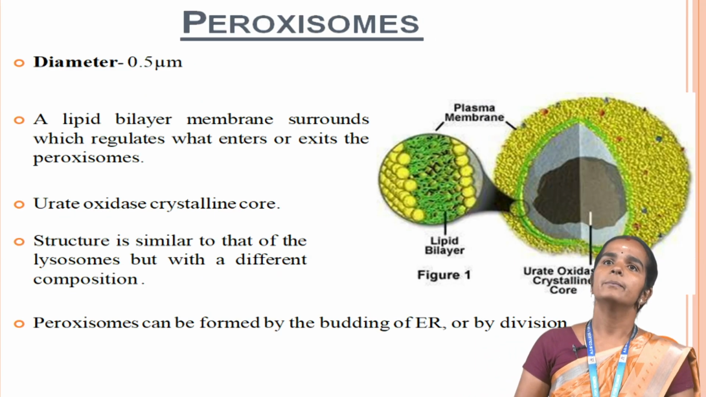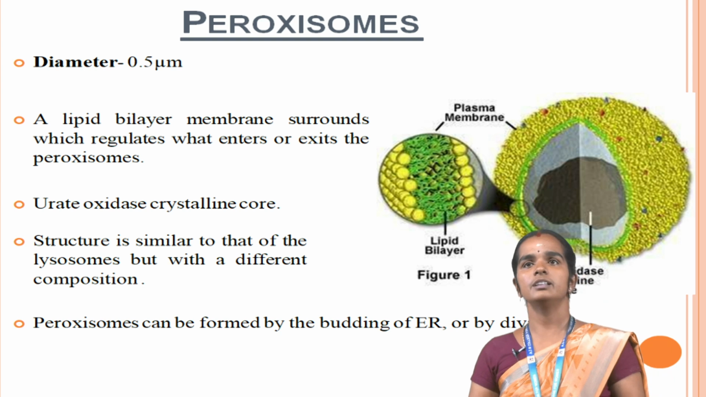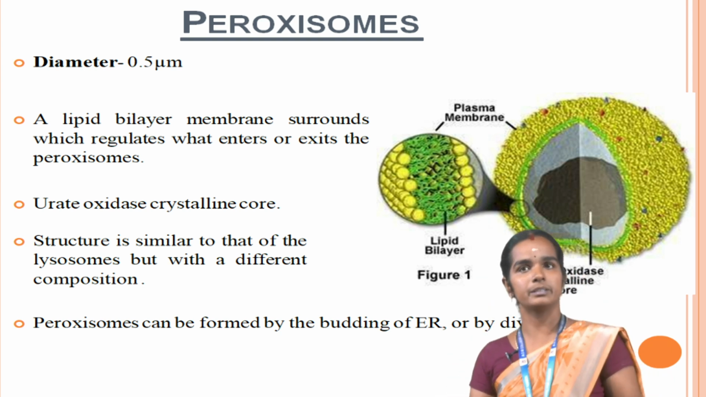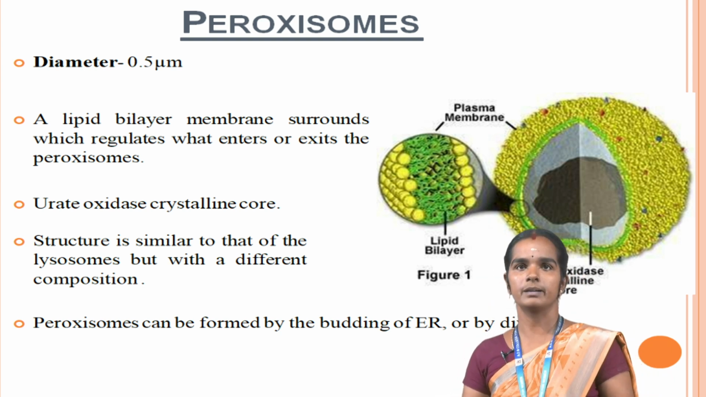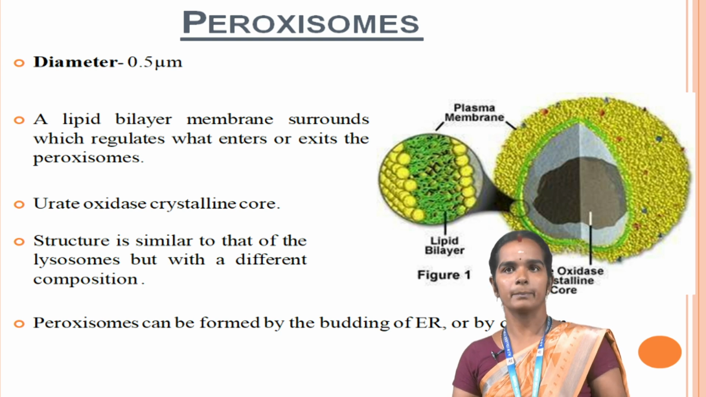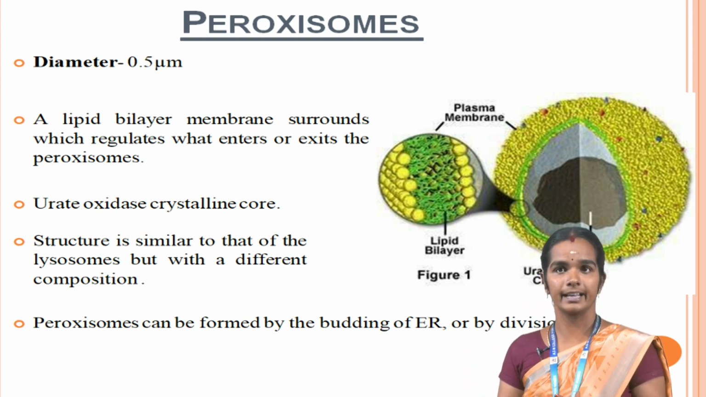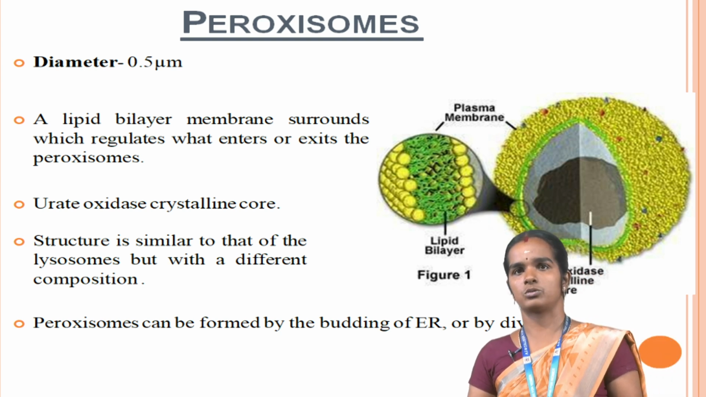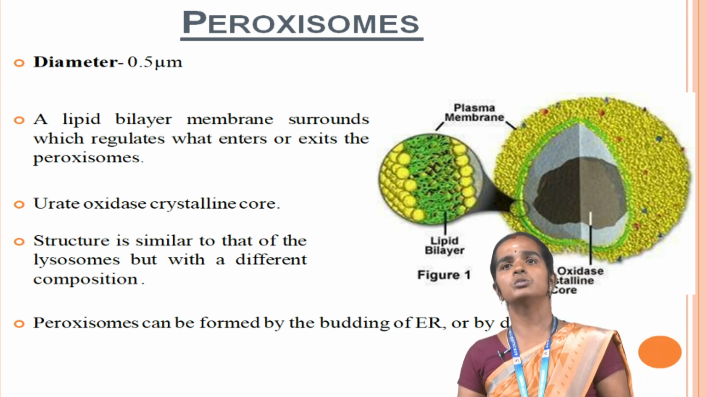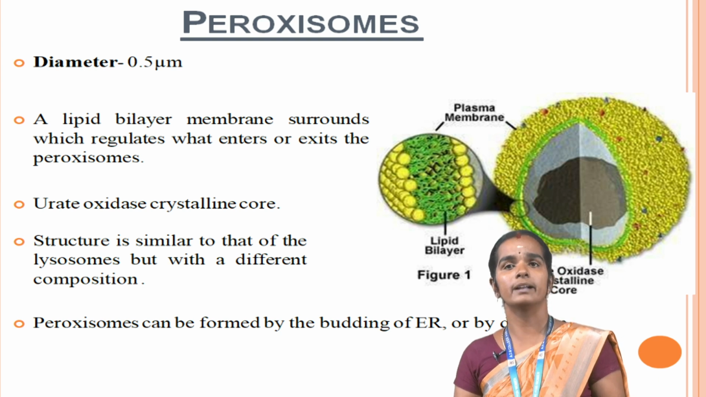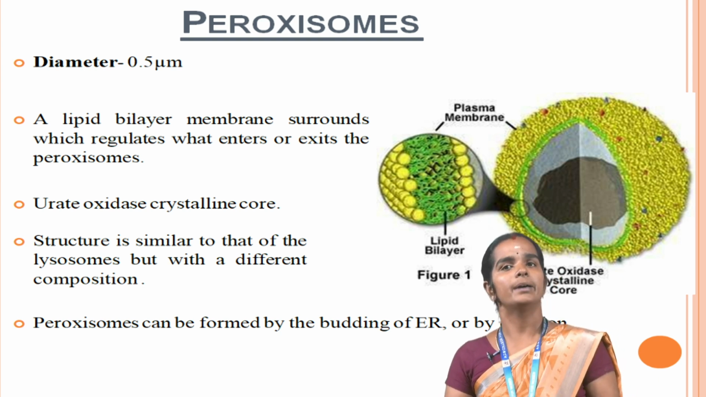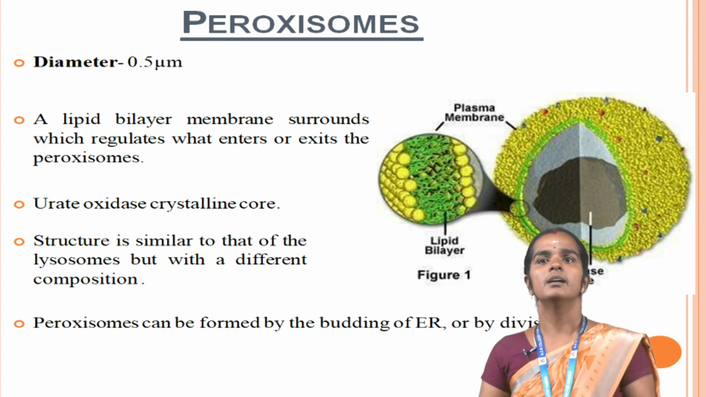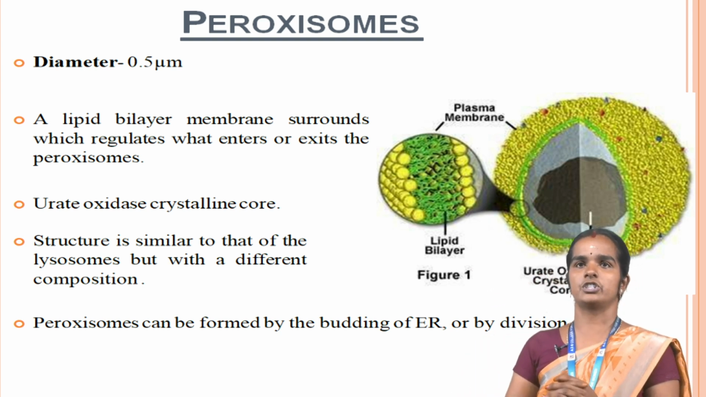Okay, this is the peroxisome. This is one of the cell organelles. Peroxisome diameter is 0.5 μm. A lipid bilayer membrane surrounds a granular matrix, the interior of the peroxisome. Oxidase, catalase. Structure is similar to that of the lysosome but with a different composition. Peroxisomes can be formed by budding of the ER or by division.